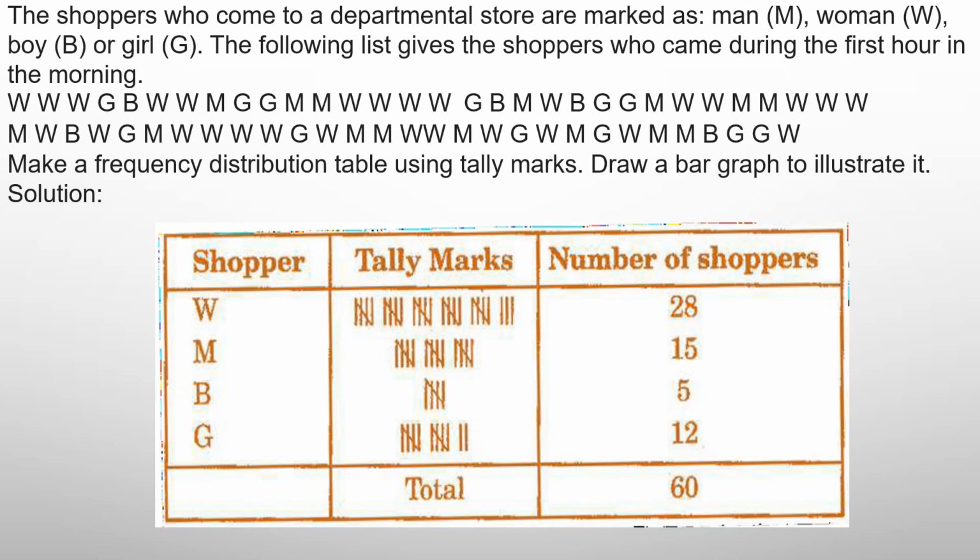We will make a frequency distribution table for the given data with 3 columns: shopper, tally marks and number of shoppers. Shoppers are woman, man, boy and girl. On completing the tally marks, we see that number of women is 28, number of men is 15, number of boys is 5 and number of girls is 12.